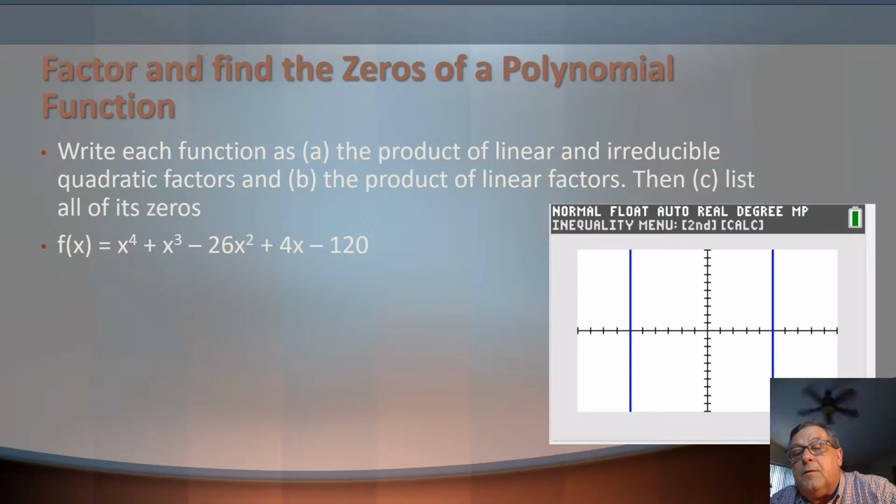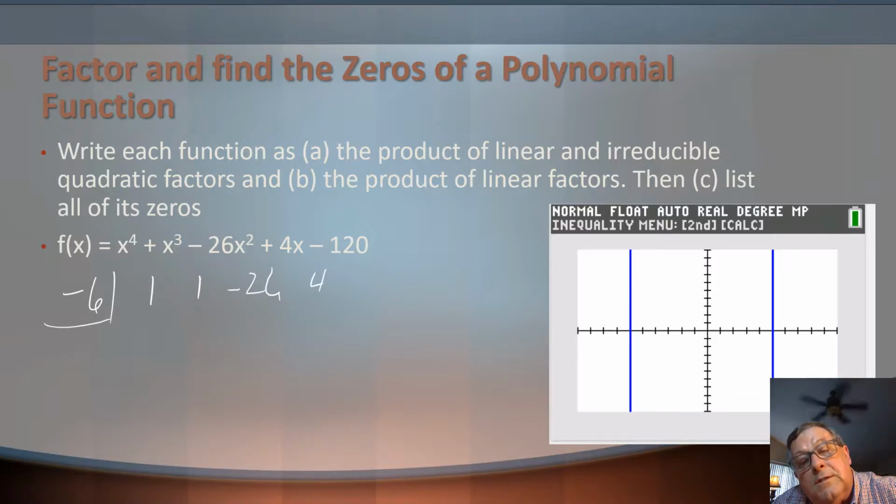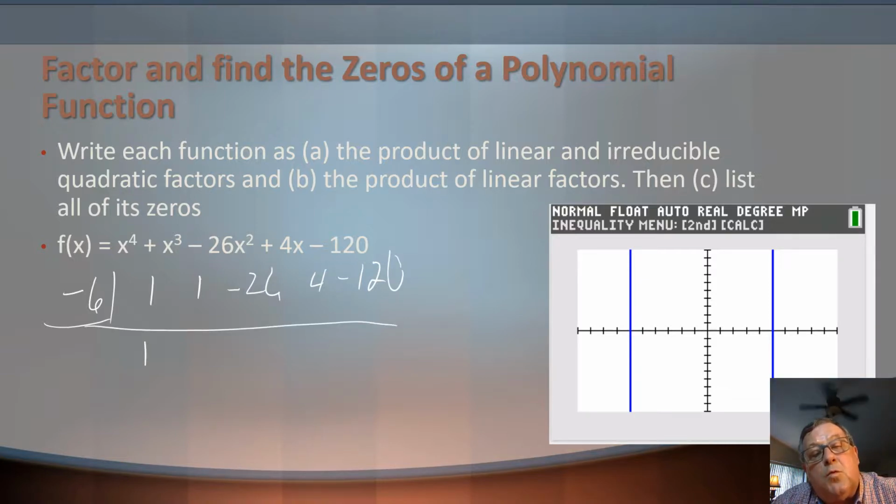Let's start with negative 6. And I'm going to use synthetic division. I should get a 0 remainder. I'm writing the coefficients. Let's see what happens here. Let's bring down the 1. So negative 6 times 1 is what? Negative 6. 1 minus 6 is negative 5.